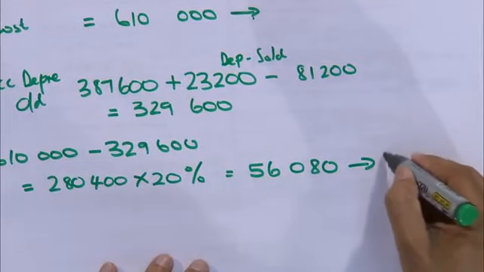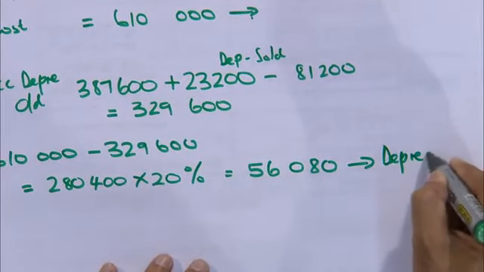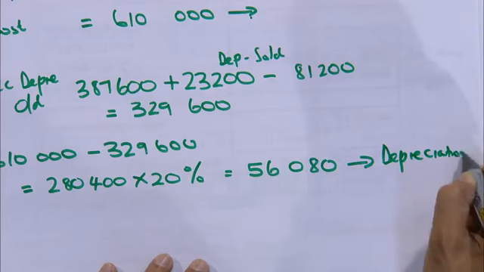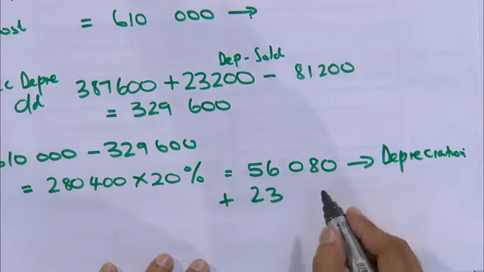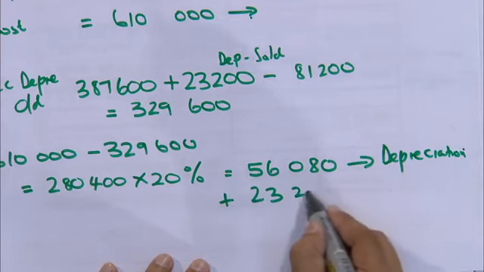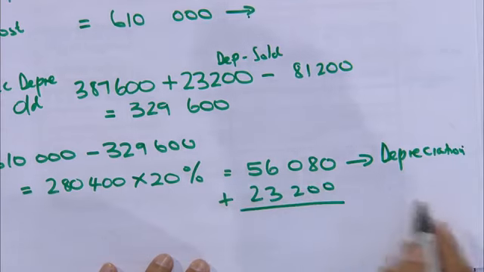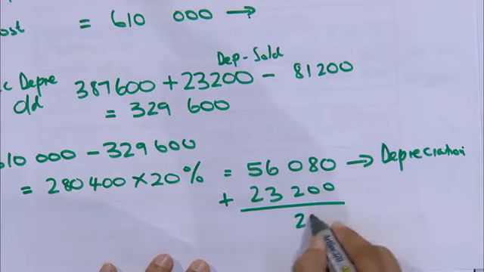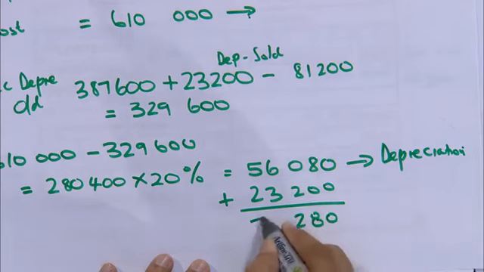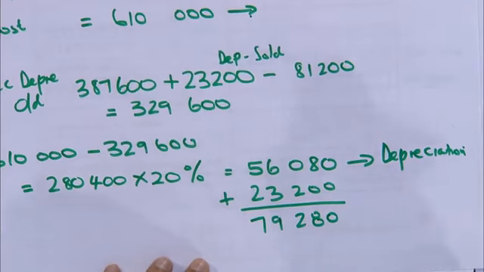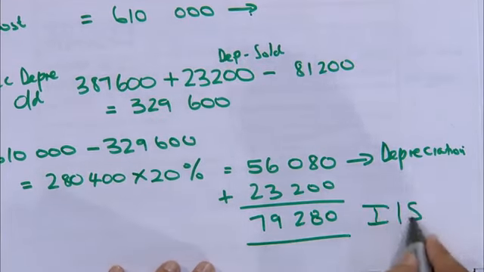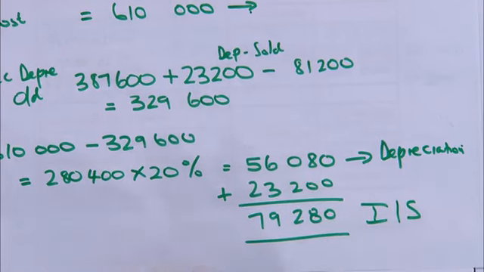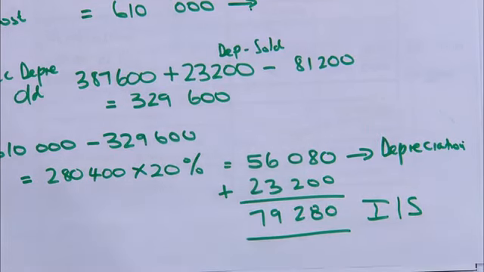That's the depreciation on the old vehicle, the vehicle that's remaining. I just need to add the depreciation on the vehicle that was sold, which was 23,200. And I'll get my total depreciation over here. That gives me 79,280. So that information will go to my income statement as depreciation for vehicles.